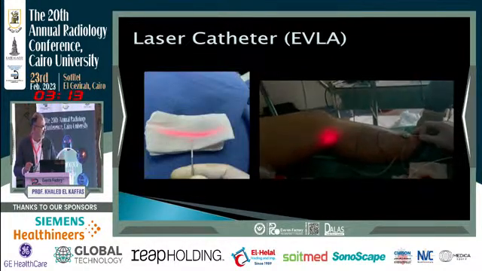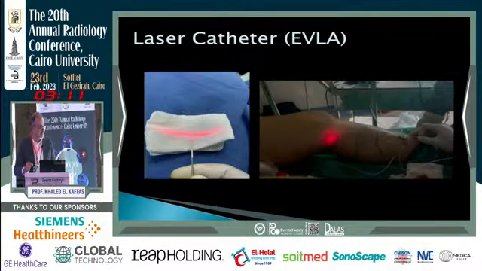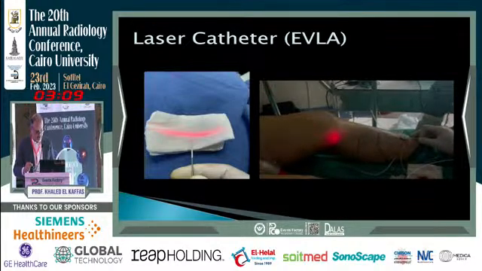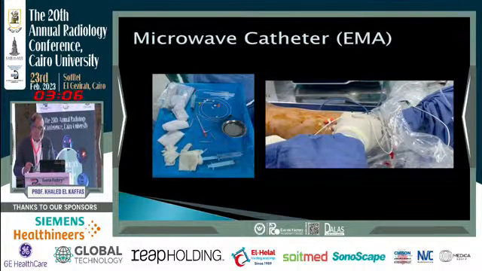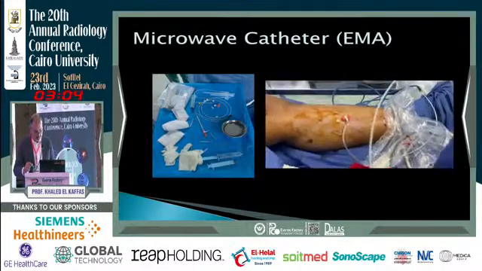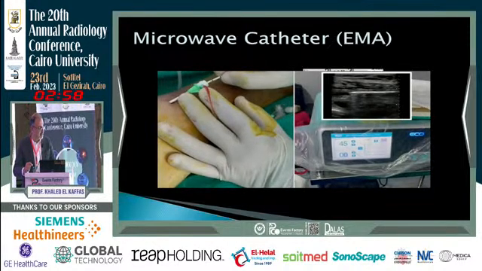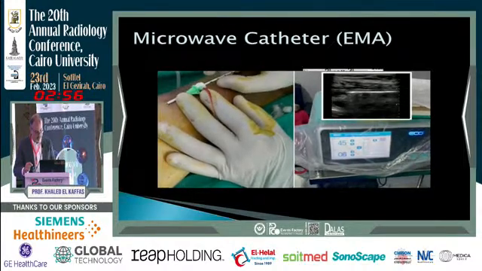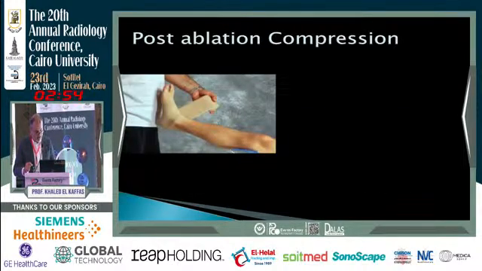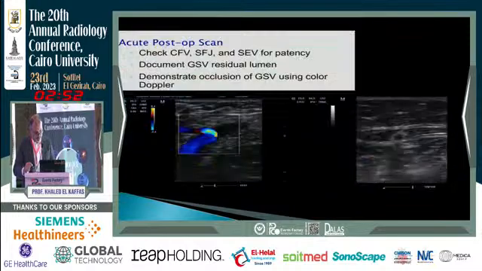Here's the radial fiber needle. You can see the light in the patient while we are ablating. The microwave catheter has the same introducing procedure. Ablation is a very short segment. It's 1 centimeter, and we ablate 1 centimeter by 1 centimeter, as you can see here. After this, we do a post-ablation compression.